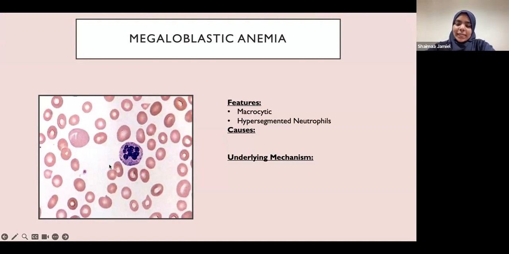What causes megaloblastic anemia? Two causes. B12 and folate deficiency, yes, okay. So vitamin B12 deficiency, folate deficiency. What's the underlying mechanism of megaloblastic anemia? Hyper or hypoproliferative, that's what I mean.